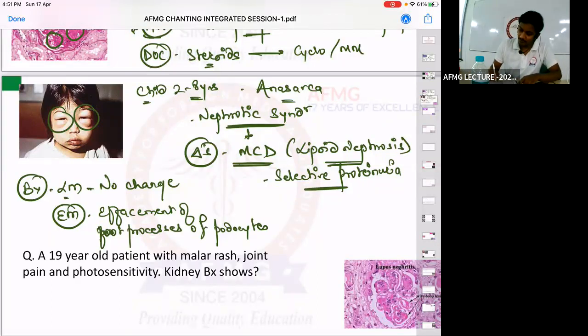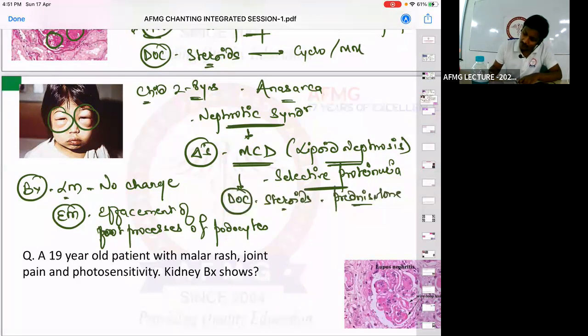The drug of choice for MCD would be steroids. Which steroid is given? Prednisolone. For how many weeks? 8 weeks. It is usually given for 8 weeks, and then we will taper the dose, that is, we will gradually stop steroids in the patient.